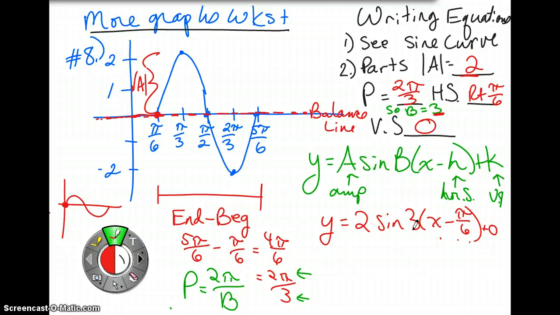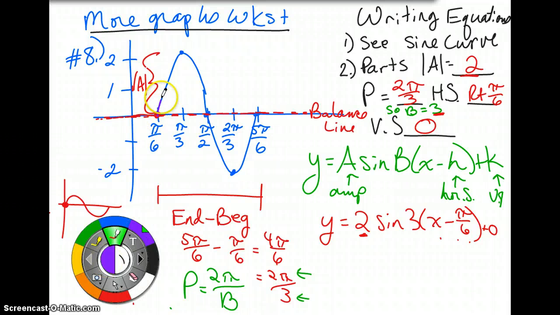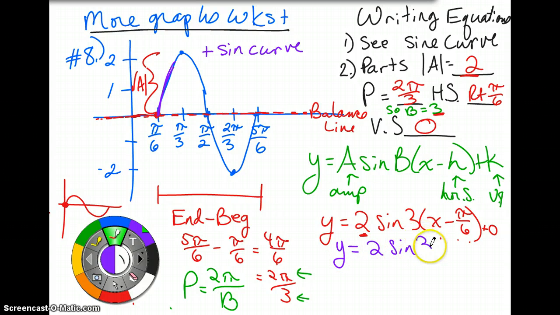Now always double check your sign on your amplitude. You want to see whether or not it should be positive or negative. And since this does start by going up, we're starting on that positive hump, that up hump, this is going to be a positive sine curve, okay, when we think about where we're starting. So our final equation is going to be y equals 2 sine 3 times x minus pi over 6. Since we have no k, I'm not going to write a k in my final answer.